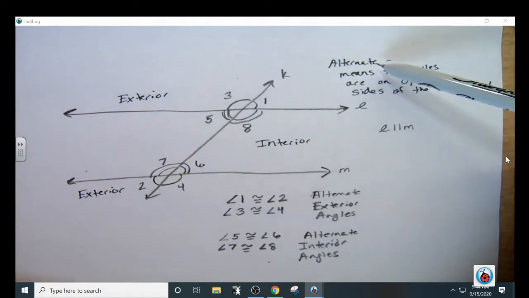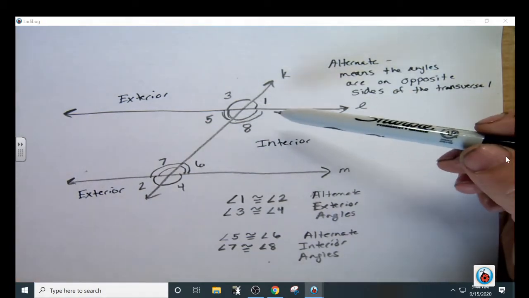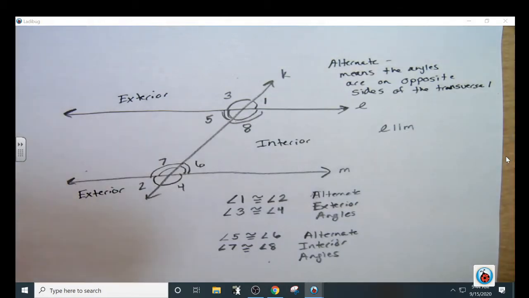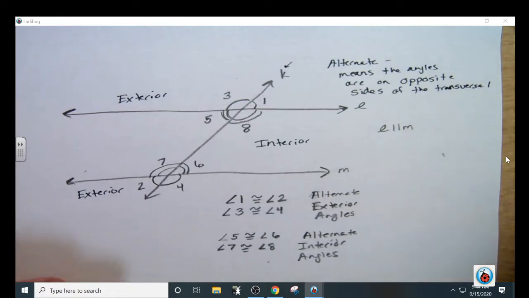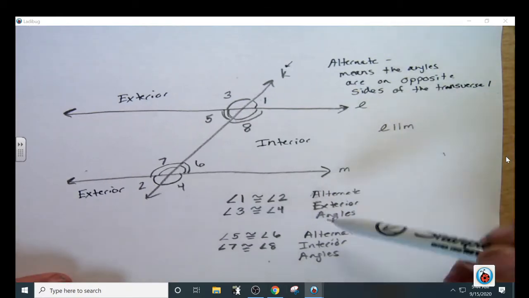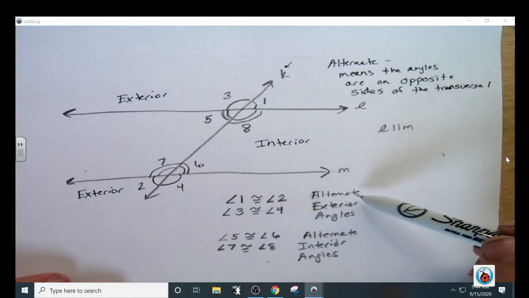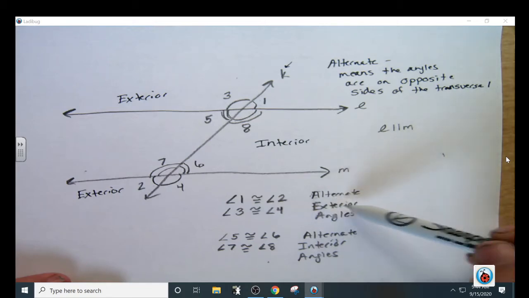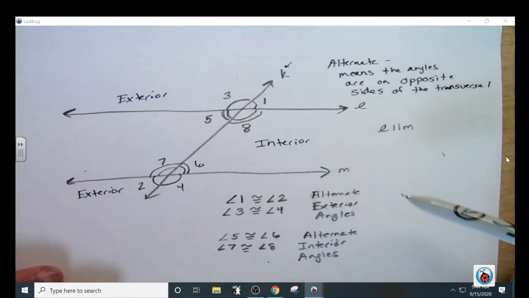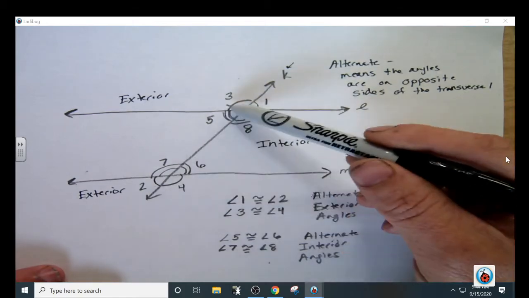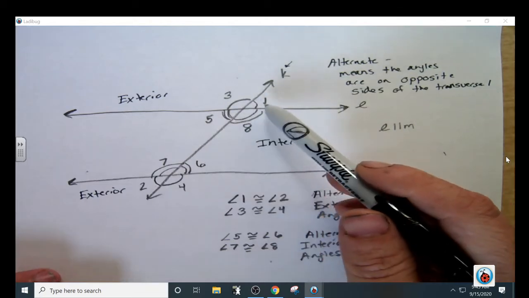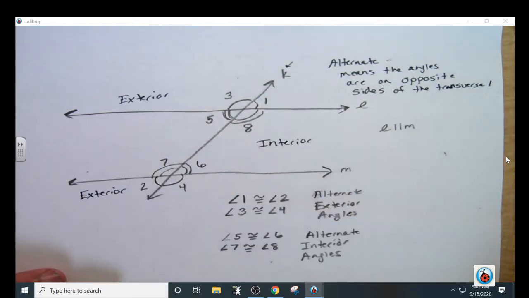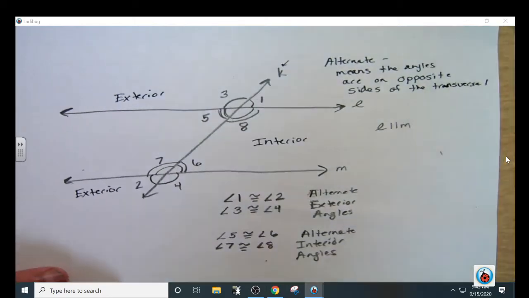So if it's alternate, it's always going to be on opposite sides of the transversal. Now, guys, remember K is your transversal. So alternate means different sides of the transversal, and exterior means they're on the outside. Notice 3 and 4, they're on opposite sides of the transversal, and they're outside. 1 and 2, outside, opposite sides of the transversal. One's on the right, two's on the left.